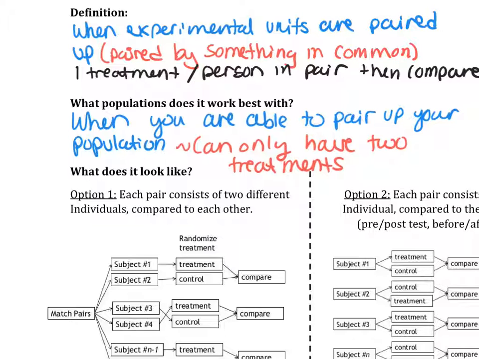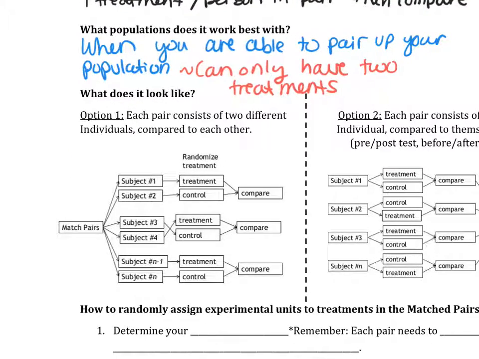Okay, so there's kind of two different ways to look at this matched pairs design. One is where each pair consists of two different individuals, so you match them up, subject 1, subject 2, one person gets the treatment, one person has a control or like a placebo, and then you compare the results after, and you do that for each subject, and you only compare within the pair. So that's one where it's two different people, one person gets a treatment, one person gets a control.